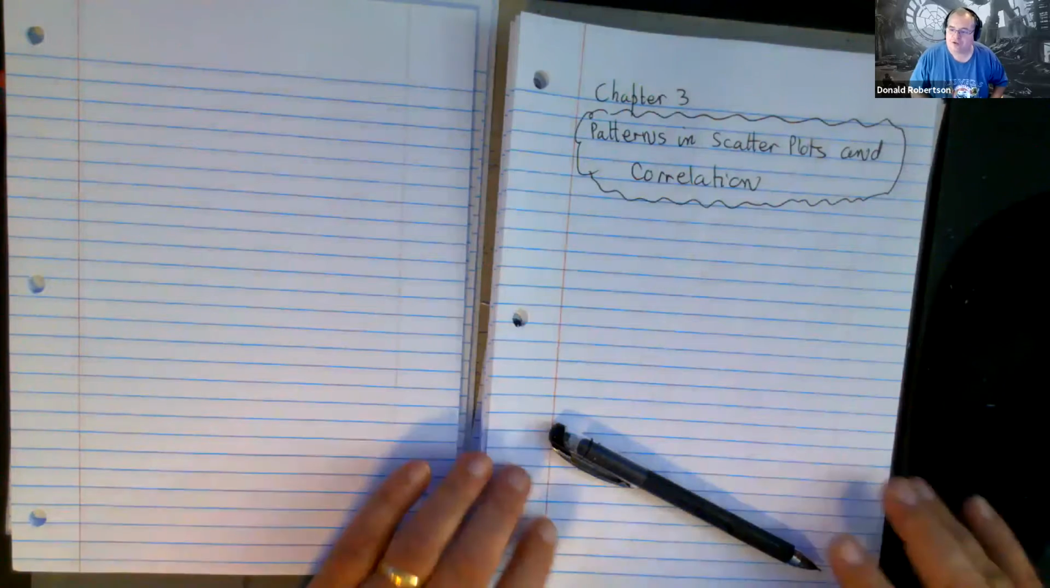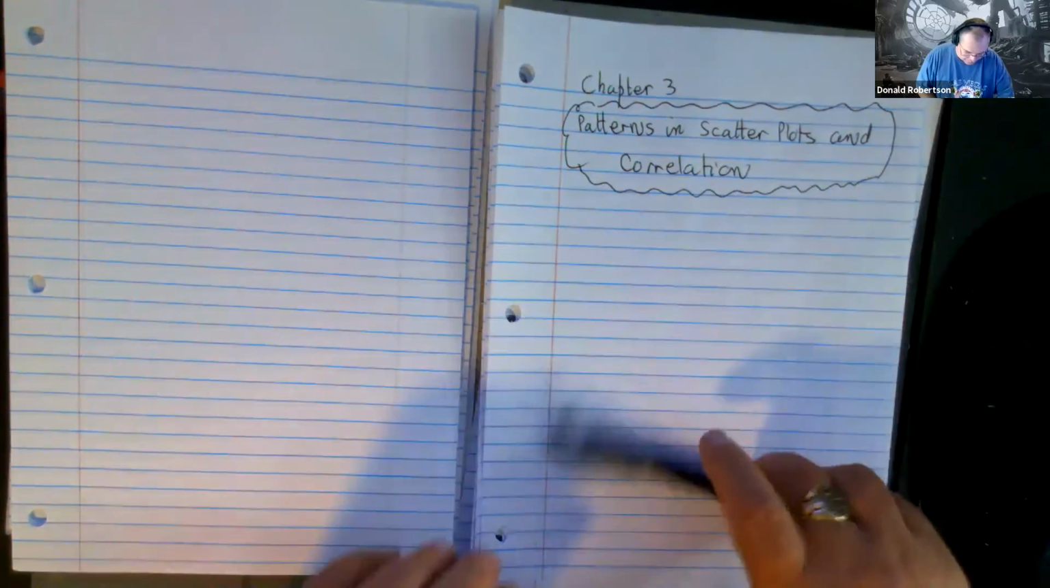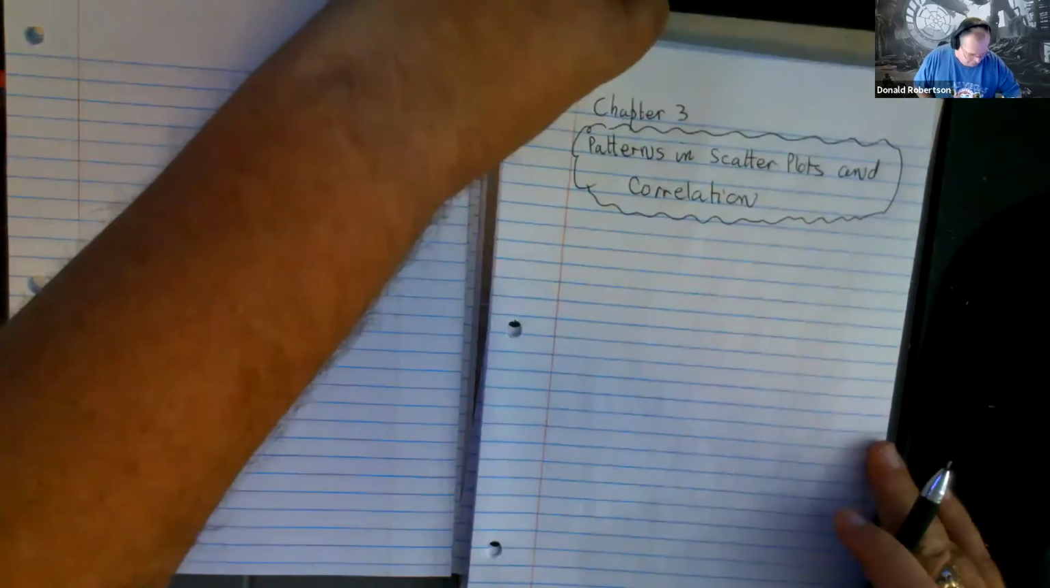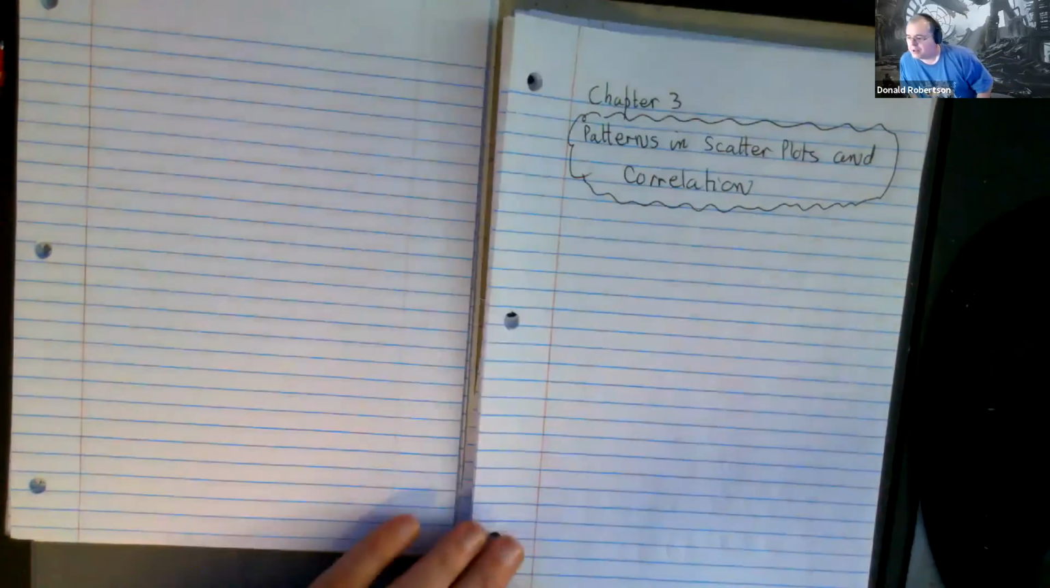We're starting a new chapter today, Patterns in Scatter Plots and Correlation, chapter 3. And there's going to be a lot of notes today. So if you don't write quick, you might want to just listen, and then you can always go back and watch this video when you've got time, and pause it and write down what you want to write down, as far as your own is concerned.